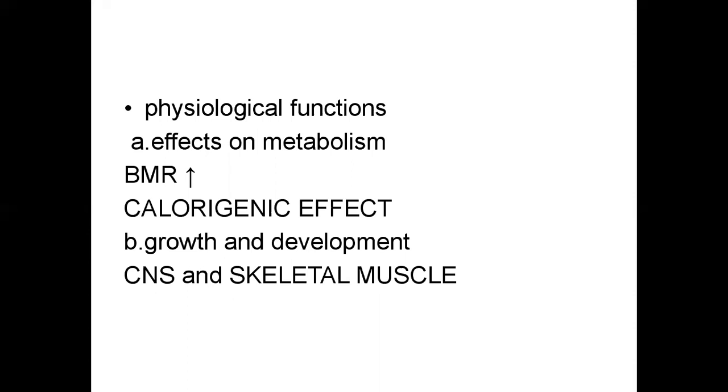And the calorigenic effect. Thyroid hormone also controls the body temperature by stimulating the sodium potassium ATP channels. By utilization of ATP, they will produce heat. That heat is very important for human body temperature. Because of this effect, humans and mammals can survive in extreme cold also.